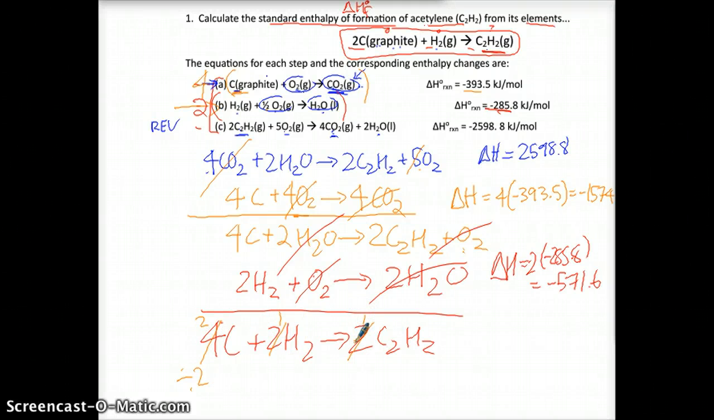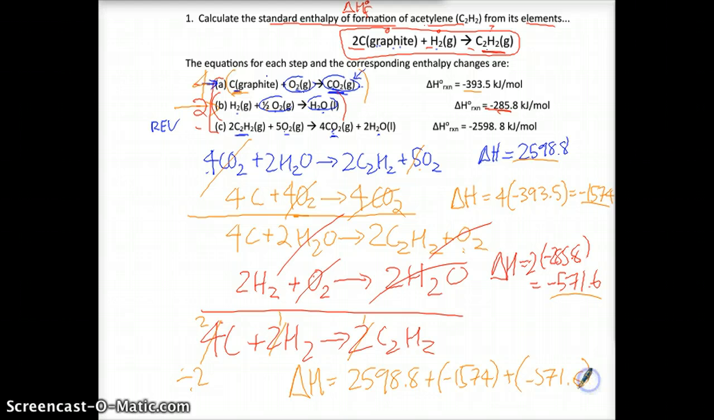So that means my final delta H, I will need to divide by 2. So my overall delta H is going to be all of these added together and then divided by 2. So 2598.8 plus negative 1574 plus negative 571.6, all divided by 2. And when I do that, I get a final answer of 226.6 kilojoules. Boom.